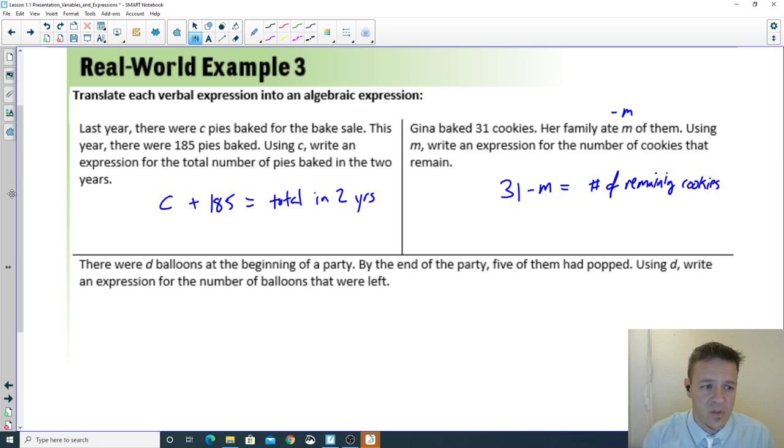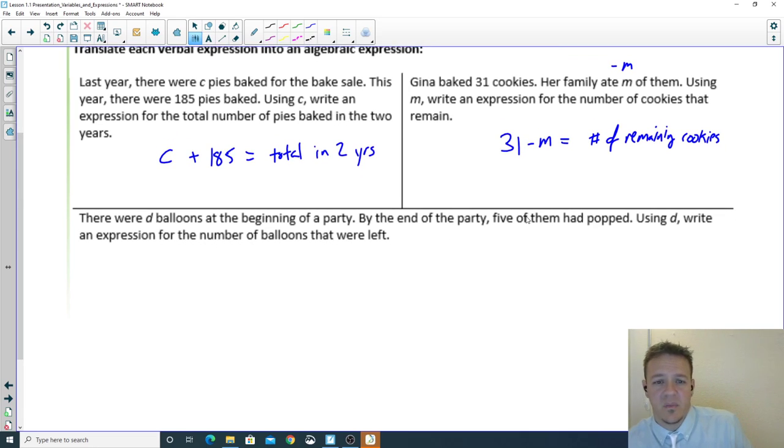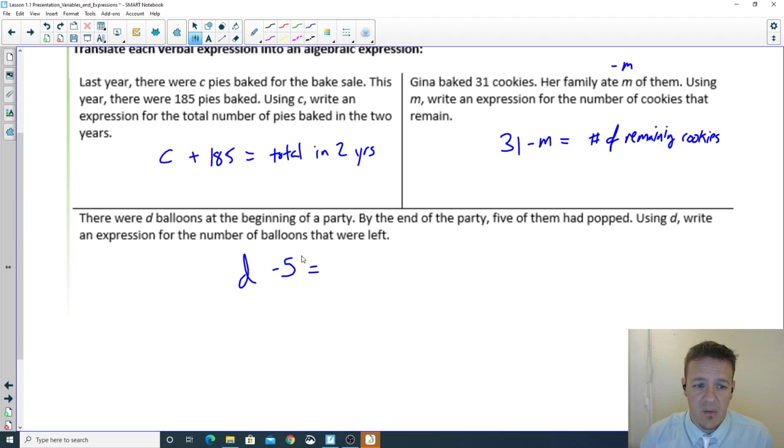Okay, and then the last one here, there are D balloons at the beginning of the party. So we got the letter D. By the end of the party, 5 of them have popped. Usually if something pops, it's a minus because you got rid of it, or it's disappeared, or it's gone. Use the expression, that would be it right there. This would be number of balloons left. It's very important this year as we move forward that you guys understand the context of all the answers, where we go, and how you do it.